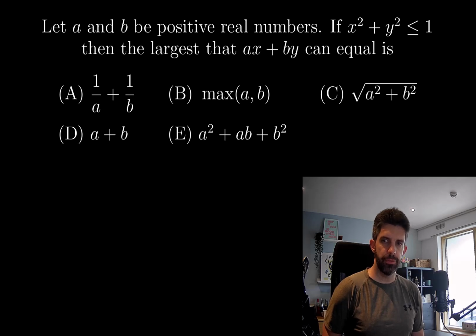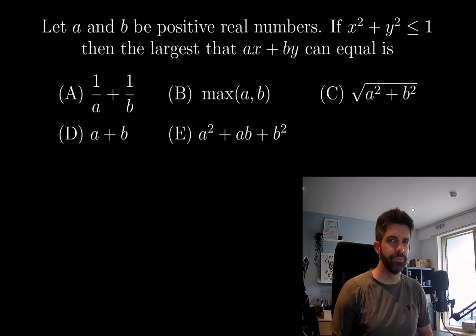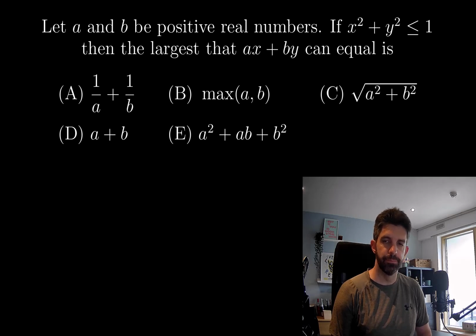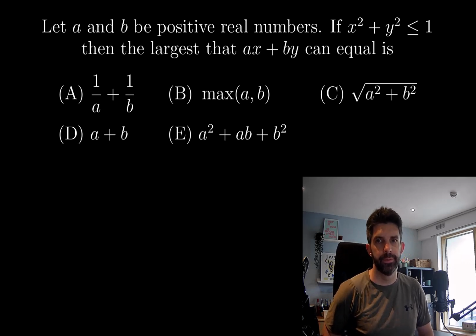So my first instinct here was to just use a Lagrange multiplier style optimization and go through all the computations. But I'm wondering if there's maybe some other clever way that we could manipulate this. If x squared plus y squared is less than or equal to 1, then the largest that ax plus by can equal. Oh, so a and b are fixed, positive.